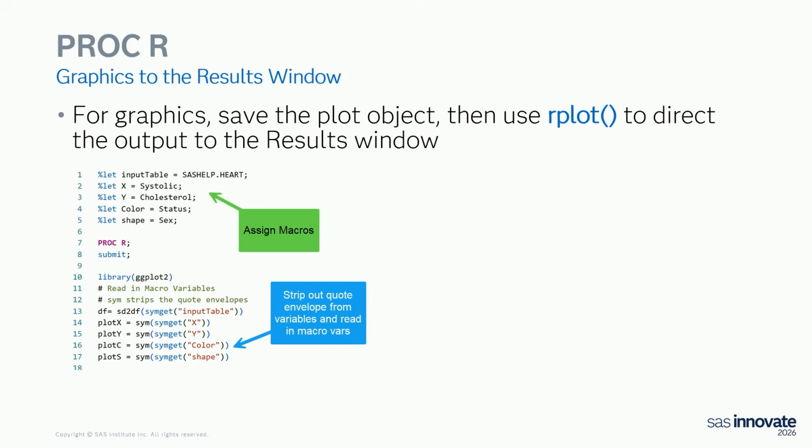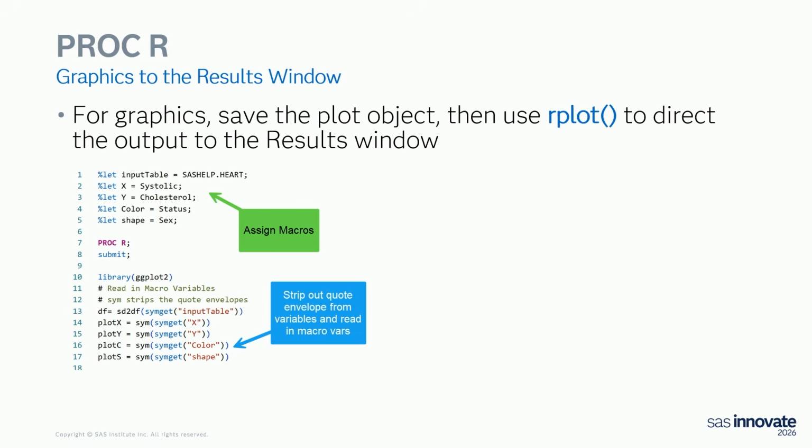Let's do some graphics, right? So what am I doing? I'm setting up my graphics here where I've defined a few macro variables out in SAS land. So this is part of the SAS program. I told it to do the proc R, and now I'm just reading these things into R variables.